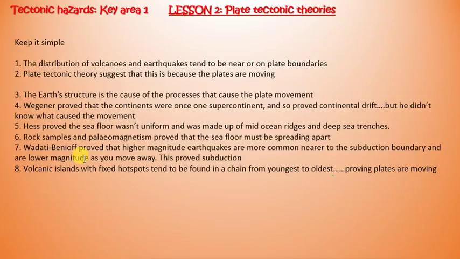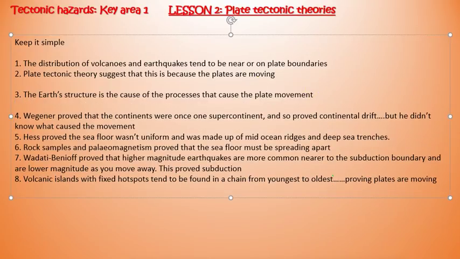Right, step back then. Keep it simple. The distribution of volcanoes and earthquakes tends to be near or on plate boundaries. Yep, last lesson. Plate tectonic theory suggests that this is because the plates are moving. So we get volcanoes and earthquakes because of plate movement. Three: the Earth's structure is the cause of the processes that cause the plate movement. So we've got radioactive decay, convection currents in the mantle, ridge push, and subduction.